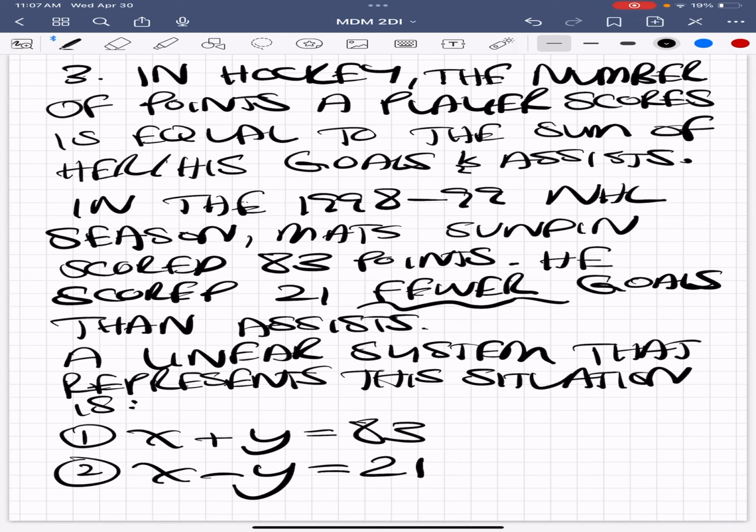In hockey, the number of points a player scores is equal to the sum of her or his goals and assists. In the 1998-99 NHL season, Matt Sundin scored 83 points. He scored 21 fewer goals than assists. A linear system that represents this situation is number 1, x plus y equals 83, and number 2, x minus y equals 21.